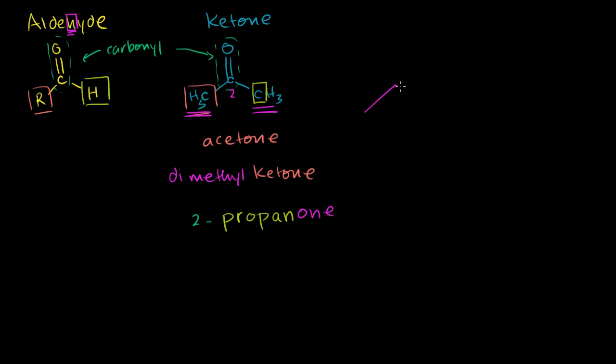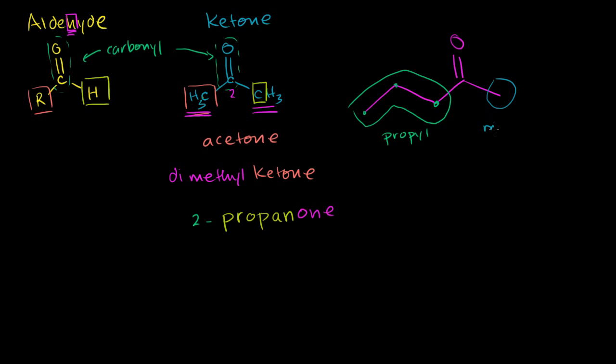Let's say we have a molecule that looks like this. So the traditional way of naming it, you'd say, OK, on this end of the ketone, I have 1, 2, 3 carbons. So on that end, I have 3 carbons. That is a propyl group. And on this other side of the ketone, right over here, I have only 1 carbon. That is a methyl group.